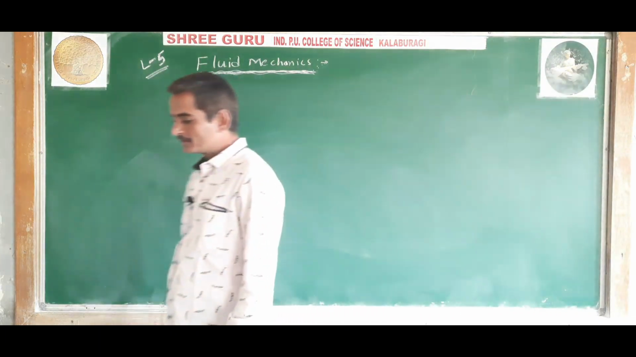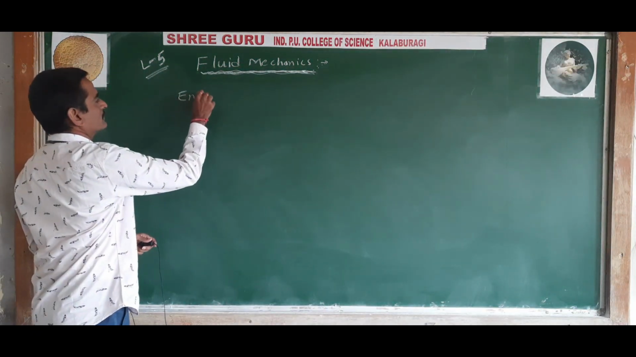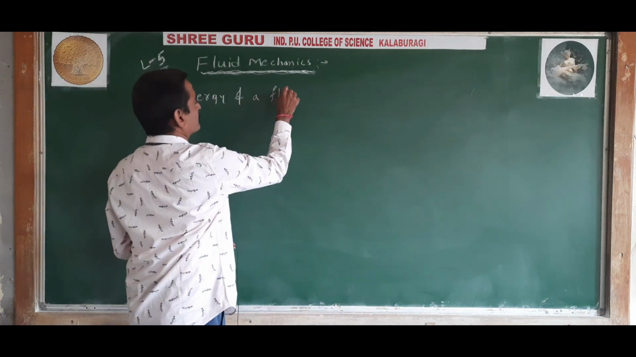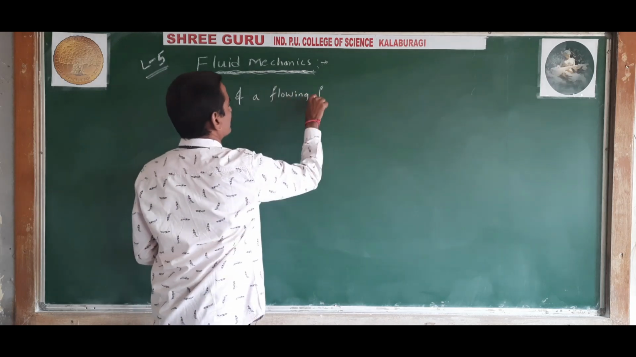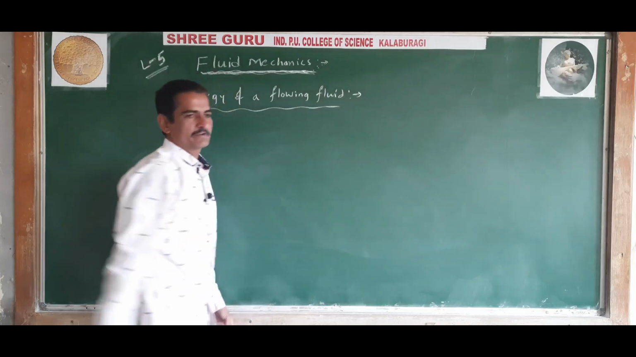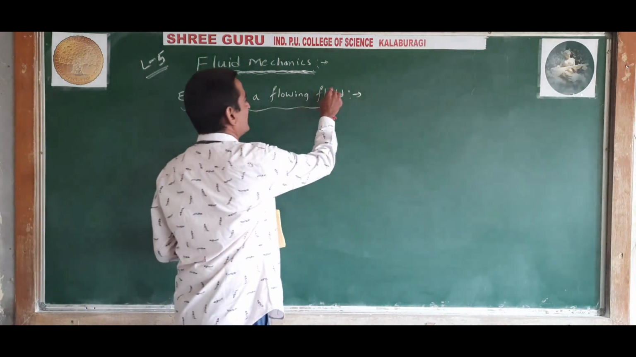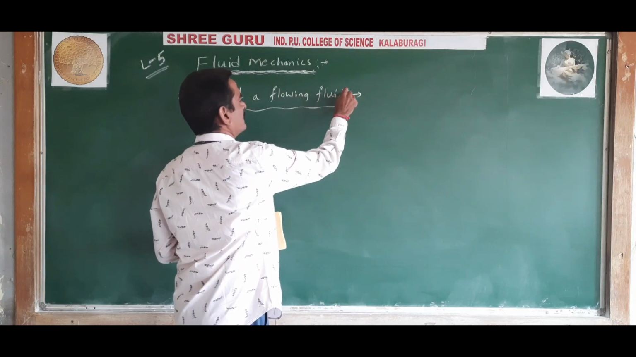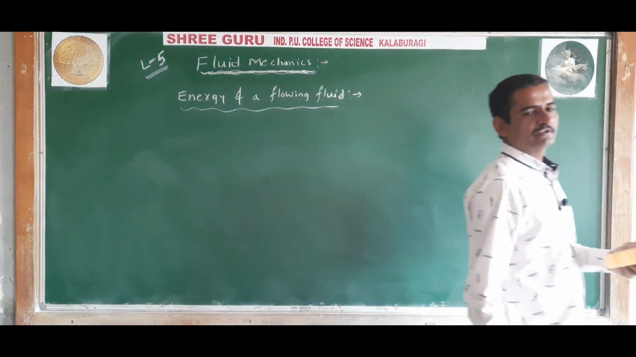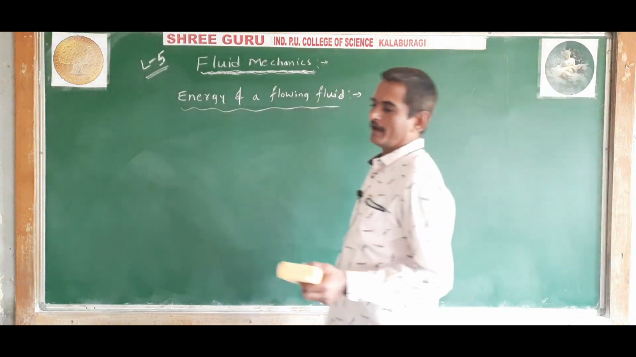Okay. So now the next concept: energy of a flowing fluid. It is the energy of a flowing ideal fluid. In the previous class we have studied that a non-viscous incompressible fluid is called an ideal fluid.